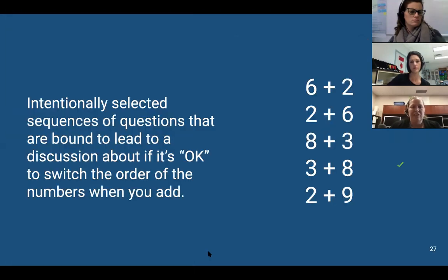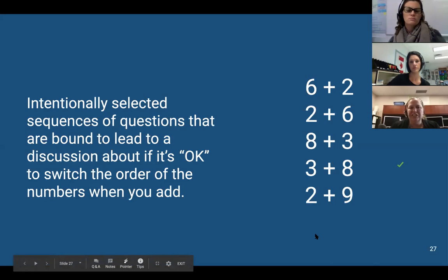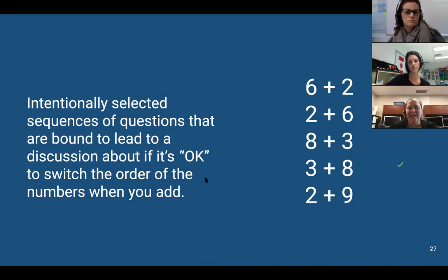Oh yeah, okay. And they would also have done, in terms of the commutative property, some intentionally selected sequences of questions that would bring out a discussion if it's okay to switch the order of the numbers when you add. So I just made this one up, but you could ask in a number talk 6 plus 2, and then 2 plus 6. And then when they both get to 8 here, you could ask 8 plus 3 and 3 plus 8, and they would both get to 11.